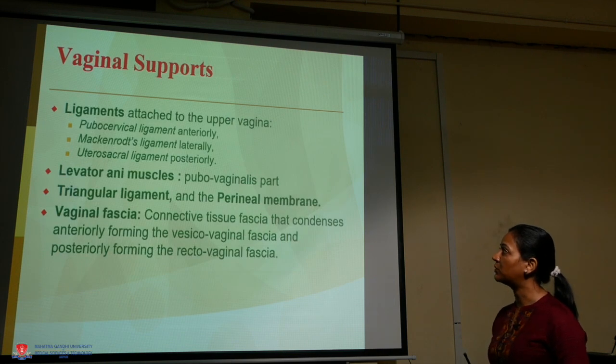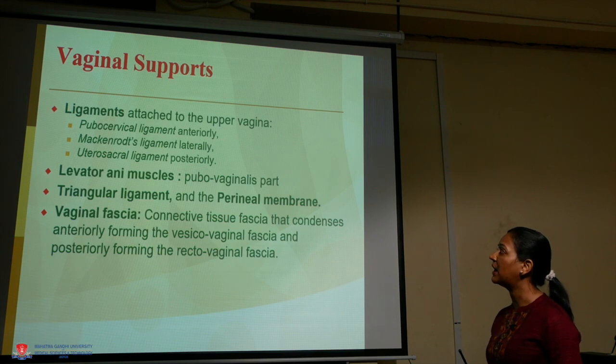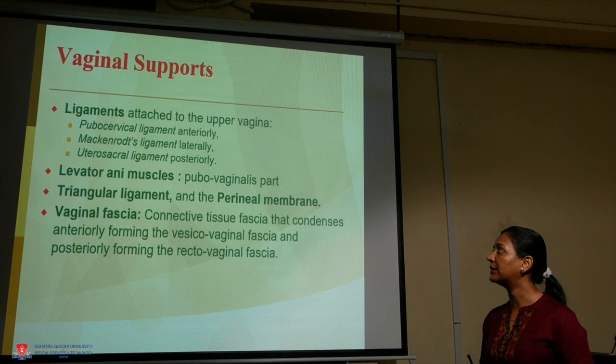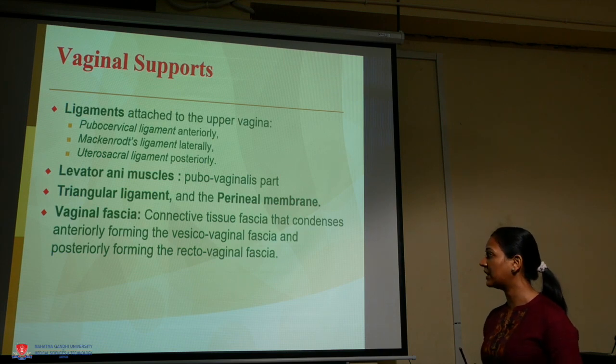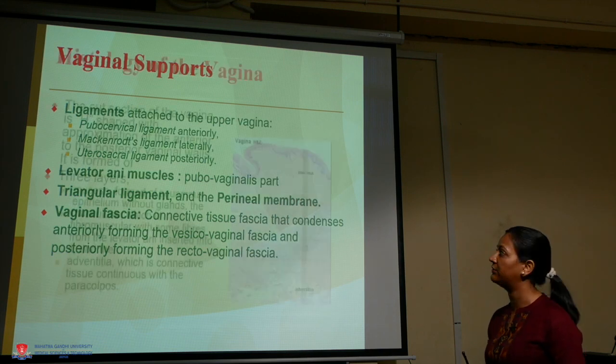Now the vaginal supports. The ligaments attached to the upper vagina are the pubocervical ligament anteriorly, Mackenrodt's ligament laterally, and the uterosacral ligament posteriorly. Levator ani muscles form the pubovaginalis part, the triangular ligament and the perineal membrane. Vaginal fascia is the connective tissue fascia that condenses anteriorly, forming the vesicovaginal fascia, and posteriorly the rectovaginal fascia.